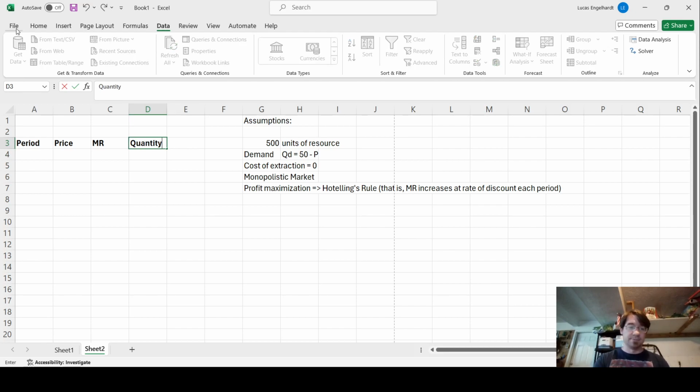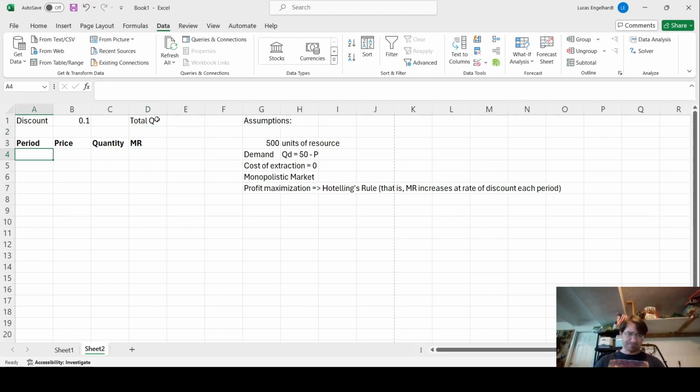Yes, let's type it all. Although I want to change the order of these, because on my graph I want to just graph the price and the quantity. And then I'm going to make space up here for the discount. Again, I'm going to make that 0.1. And then over here for total quantity. We'll put that formula in a moment.